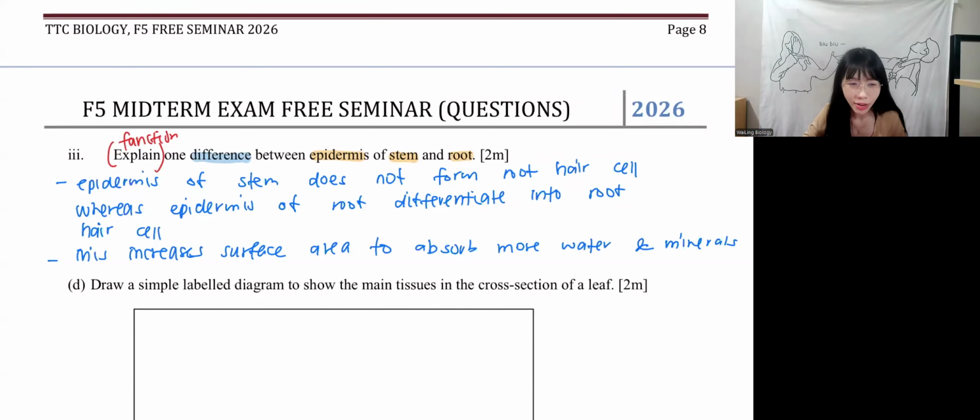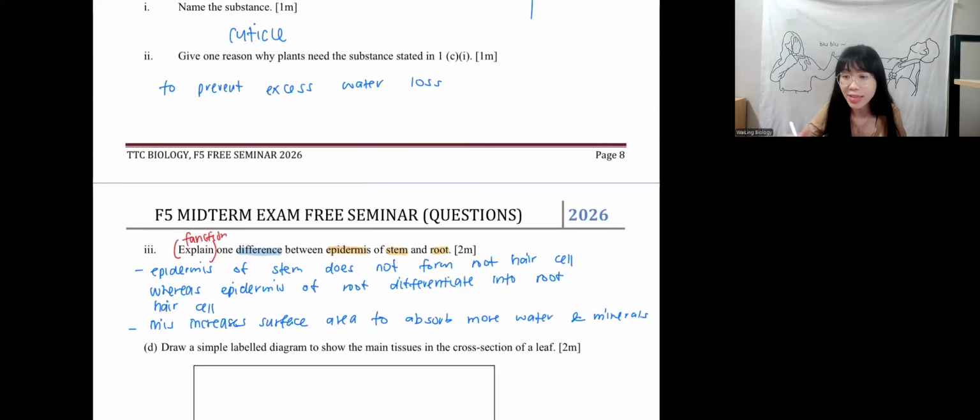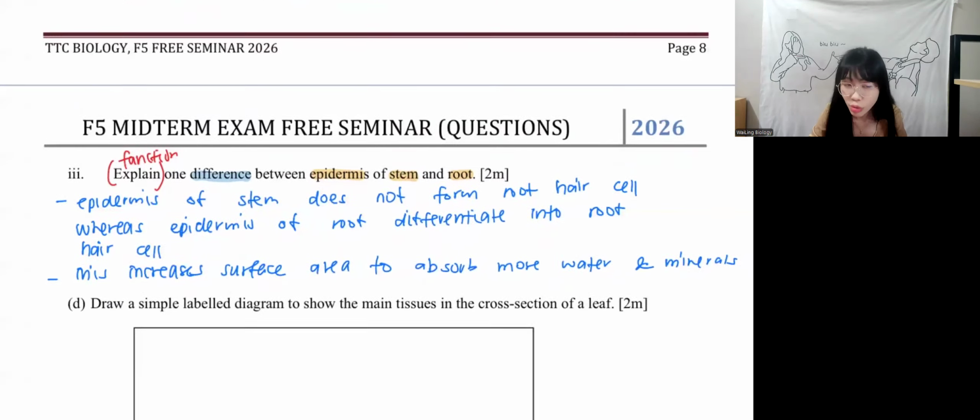Can I write prevent excess water loss for cuticle? For epidermis, you mean? For the epidermis of stem, you can, but the root cannot. Because you already wrote for the epidermis of stem just now to prevent excess water loss. So usually we don't write the same answer in the following question. We will just write another answer, which is for the root but not for the stem.